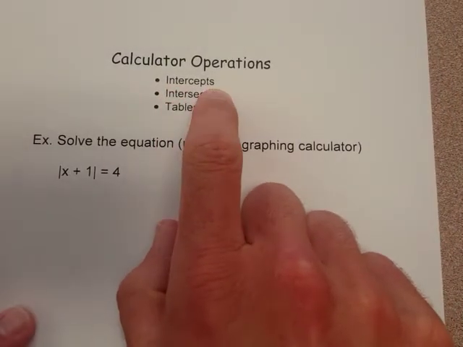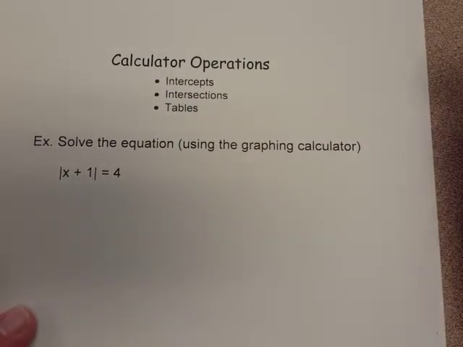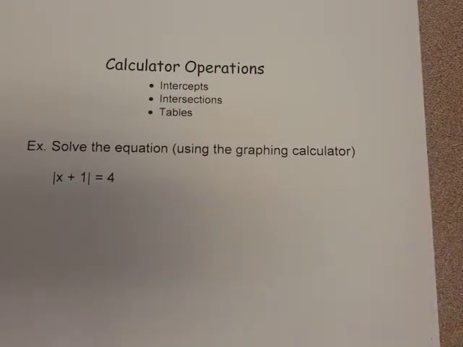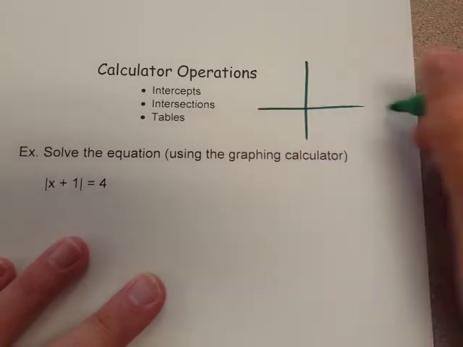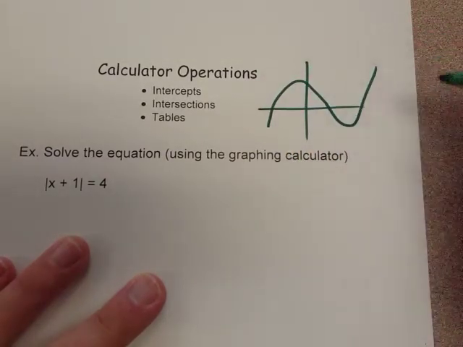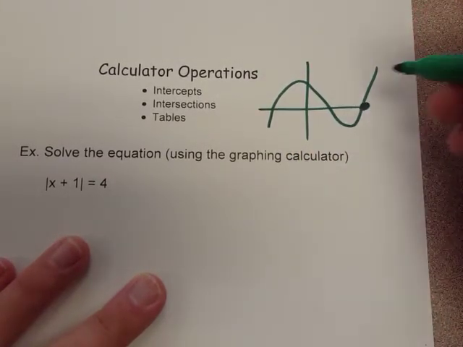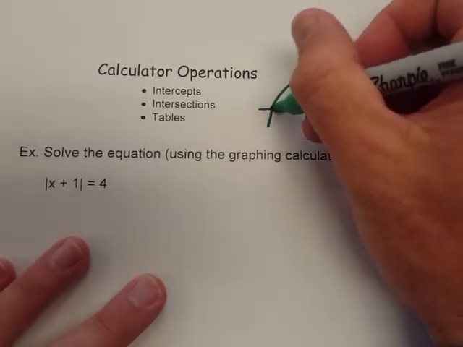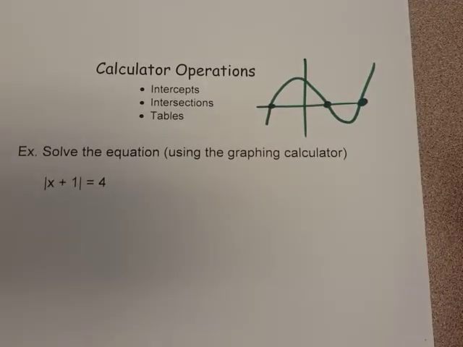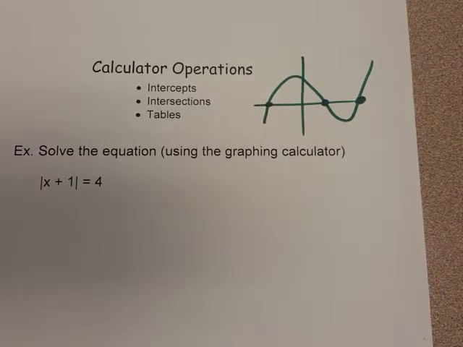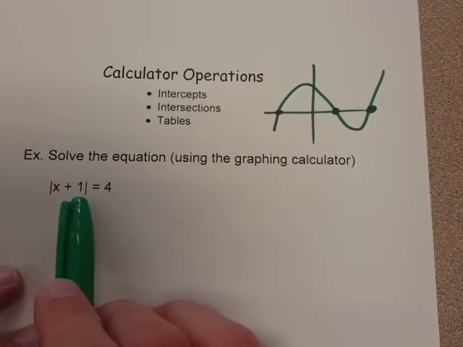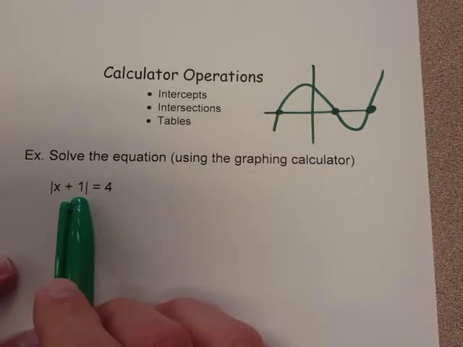I want to start with intercepts. Now, intercepts, as you know, are when we look at a graph. If I had some random graph here that looks like that, my intercepts are basically just my x-intercepts in this case. So I want to find where it crosses 0. I can do that with this equation as long as I change it just a little bit.